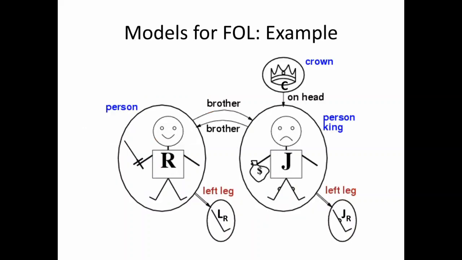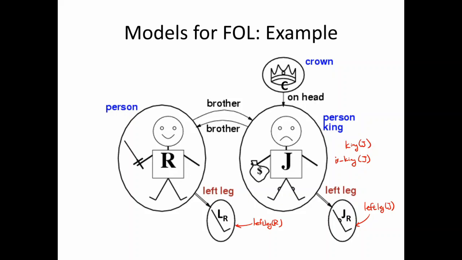So left leg is a function, and when you plug in j, you end up referring to this object, and when you plug in r, you end up referring to this object. So basically, r is the same as left leg j. They both refer to the same object. King here is a predicate. So king j is a true statement. Or sometimes you see people using either verb or verb phrase for predicates. So you might see something like is king. And same thing for person, is person.